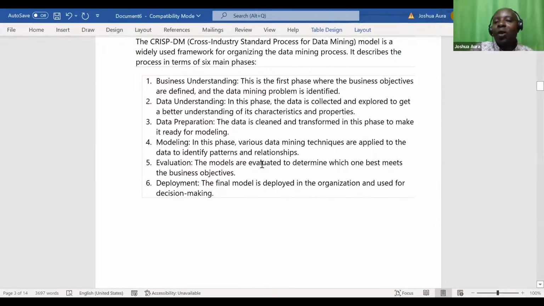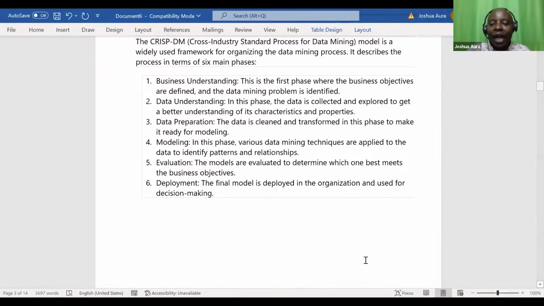Then we have evaluation. The models are evaluated to determine which one best meets the business objectives. Of course, at the end of the day, ladies and gentlemen, you may come up with various models here. It could be a simple regression model. It could be a multiple regression model. At the end of the day, they should be evaluated for you to see between the two, which one is able to give us better predictions. So there must be evaluation of the models that have been developed up there. And then, of course, the moment you discover and they say that this is what I would want to make use of, then you have to deploy. Deployment, the final model is deployed in the organization and used for decision making.